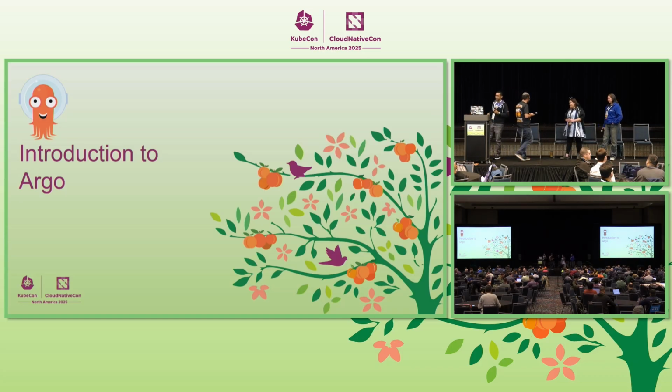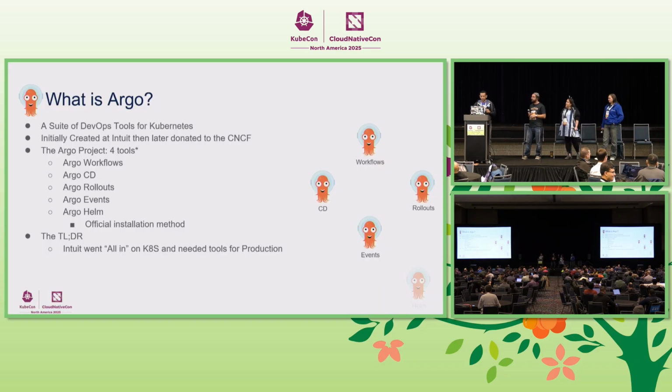All right. I'm going to talk about Argo, a brief introduction to Argo, you know, what Argo is, right? So Argo in general is a suite of DevOps tools for Kubernetes. A lot of people, when you mention Argo, the first thing they think about is Argo CD. But actually the Argo project is made up of 4 tools. It was originally developed at Intuit.